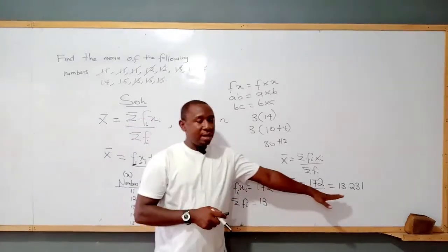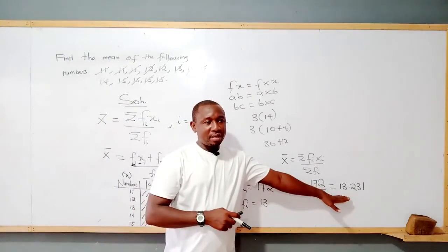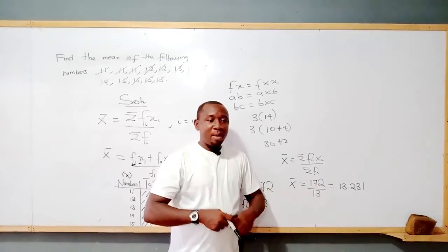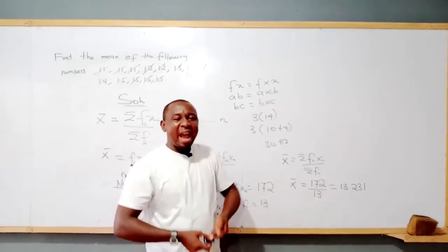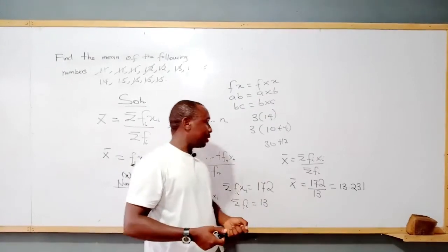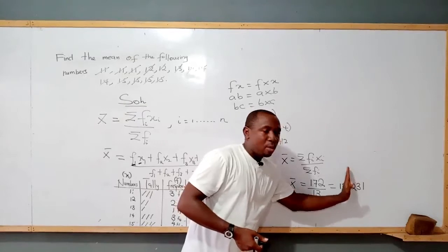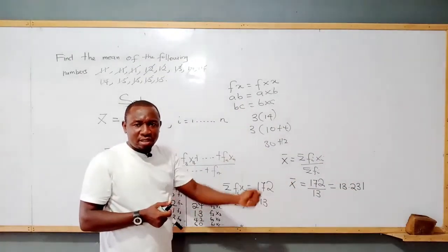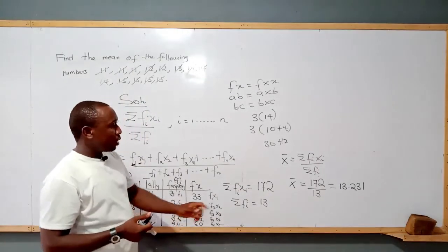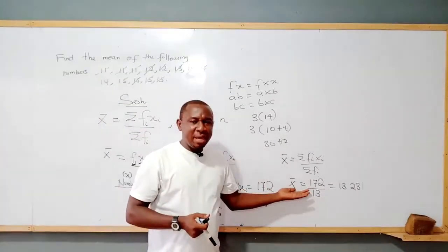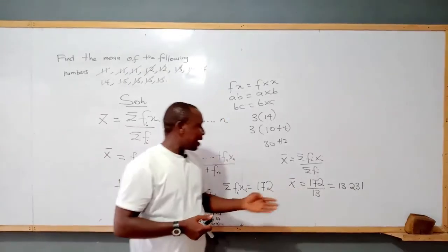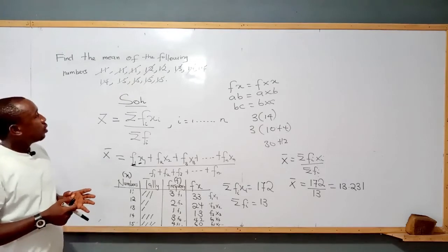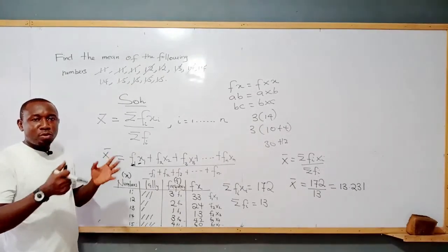I prefer leaving answers in 3 decimal places or many decimal places, in the sense that the more the decimal places, the more accurate the answer. Because when you take some of the numbers off, you are reducing the accuracy of the answer. So that is how you find the mean of a set of numbers or a set of observations that repeat themselves.